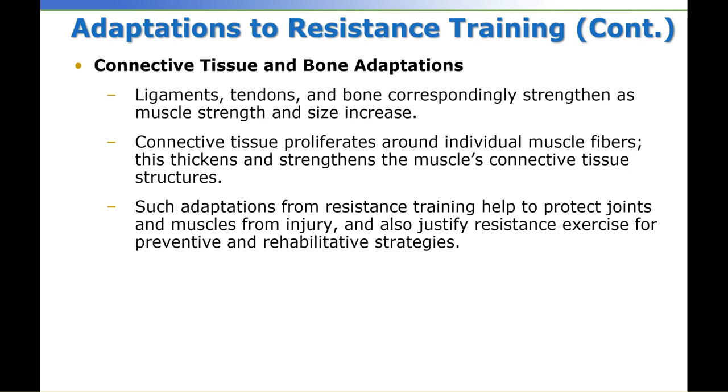Connective tissue and bone adaptations: ligaments, tendons, and bones correspondingly strengthen as muscle strength and size increase. This makes sense because these are all going to have to grow to correspond to the muscle size and strength. Connective tissue proliferates around individual muscle fibers, thickens, and strengthens as muscle connective tissue structures do. Also, the collagen in the long bones grows thicker, which then calcifies and turns into bone. This is weight-bearing activity. Weight-bearing exercise like squatting will cause your tibia and fibula to grow relative to the pressure placed on them. Such adaptations to resistance training help protect joints and muscles from injury, and justify resistance exercise for preventative and rehab strategies.